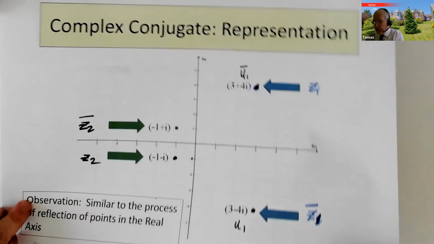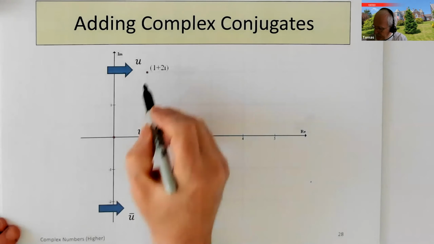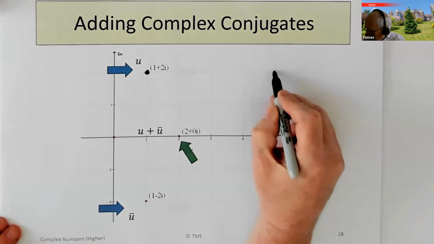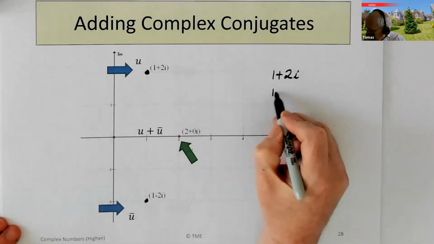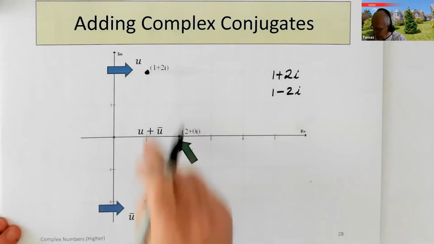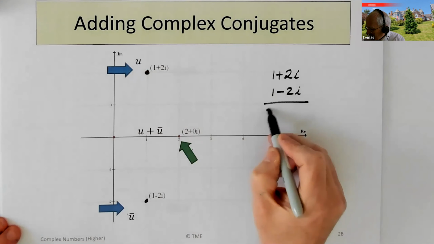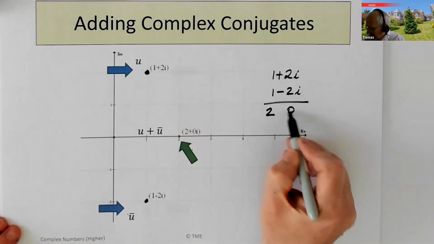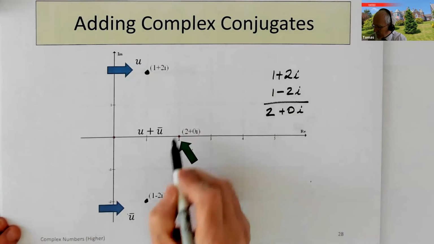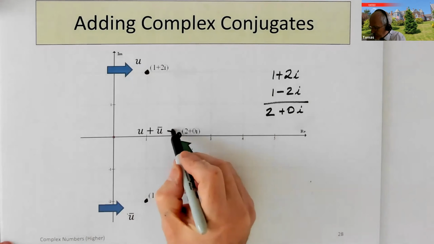They're just a twin out there. So let's add two of these together. Let's add 1 plus 2i and 1 minus 2i, because they are the twins of each other. So this is u bar and this is u. 1 and 1 gives 2. 2i and minus 2i gives naught i. So the answer is there. So u and u bar add up to be there.